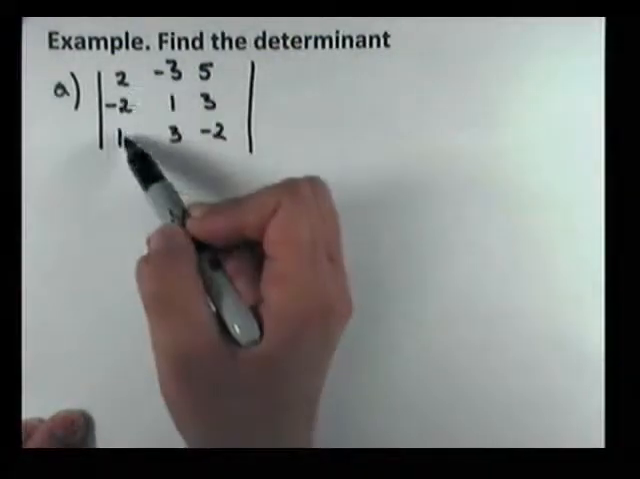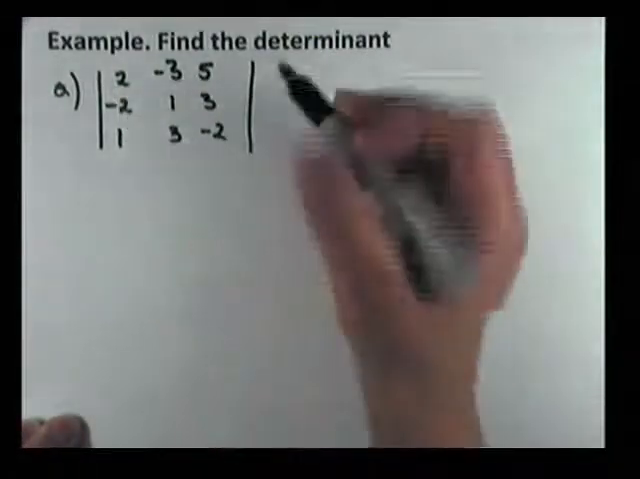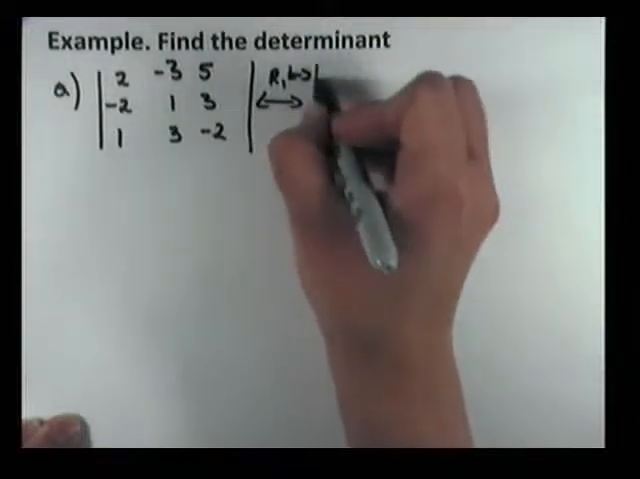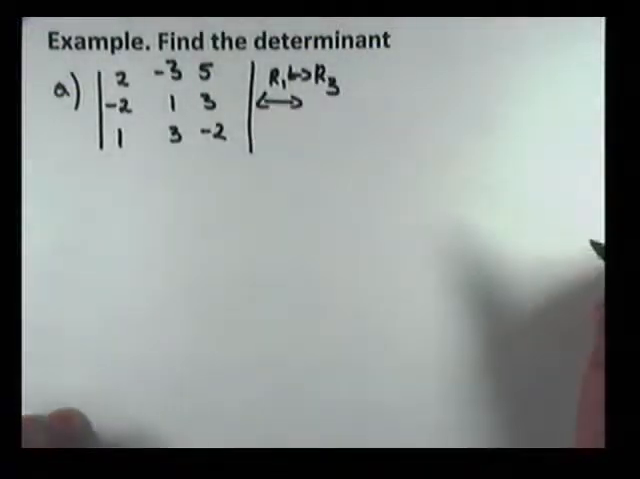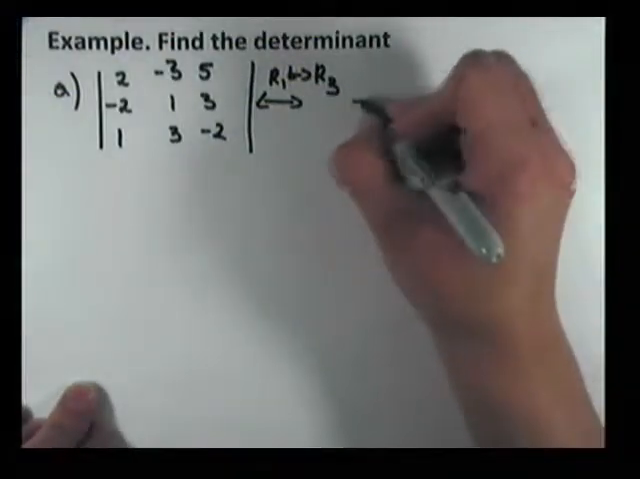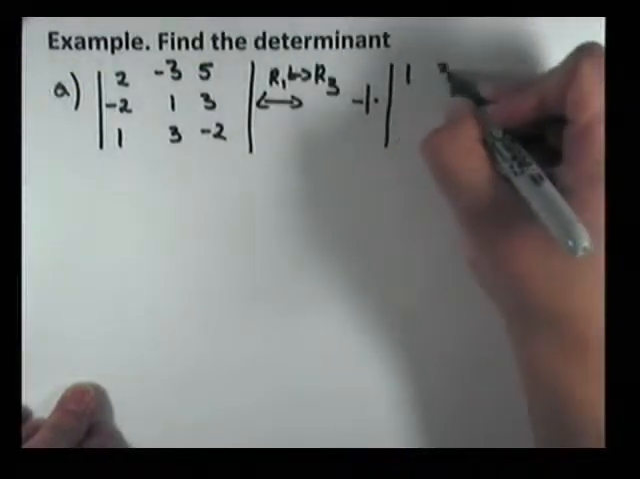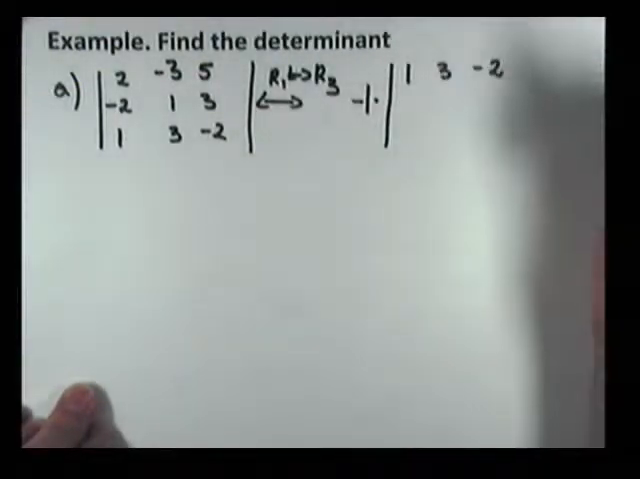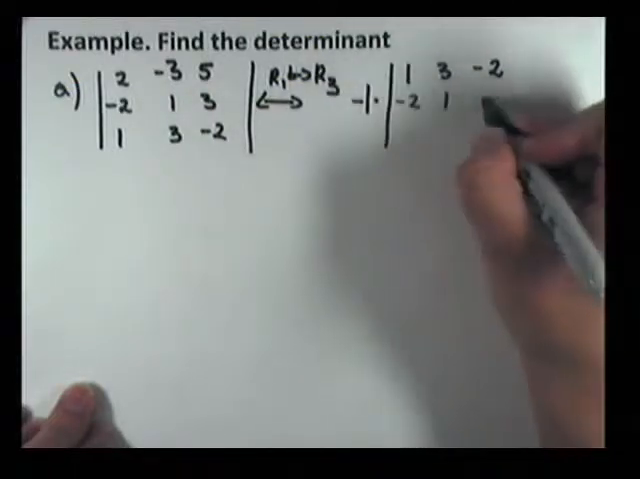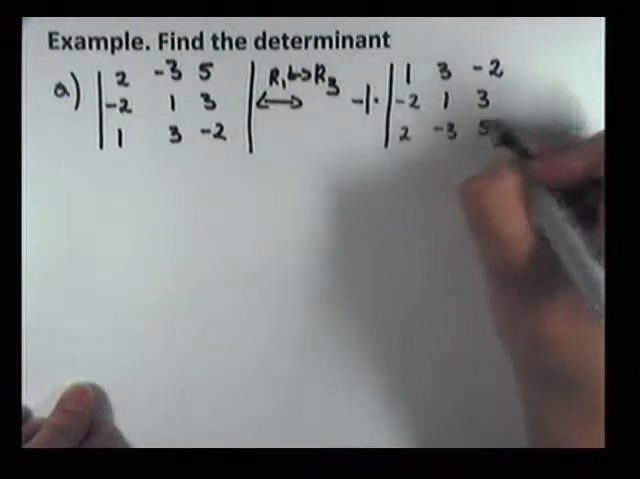Let's say we would like to make zeros in the first row. Let's say first we put 1 on top, so we interchange row 1 with row 3. If you interchange two rows, you need to put minus in front of the determinant. So we have minus 1 times. And now I have 1, 3, and minus 2. And then we have minus 2, 1, and 3. And then I have 2, minus 3, and 5.